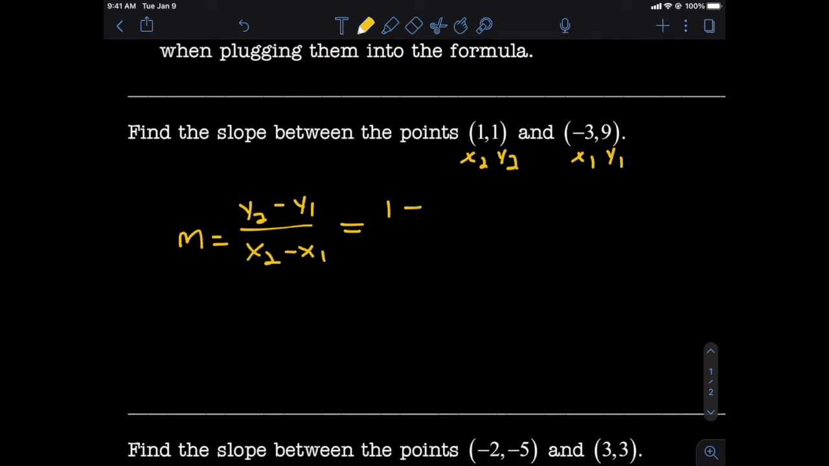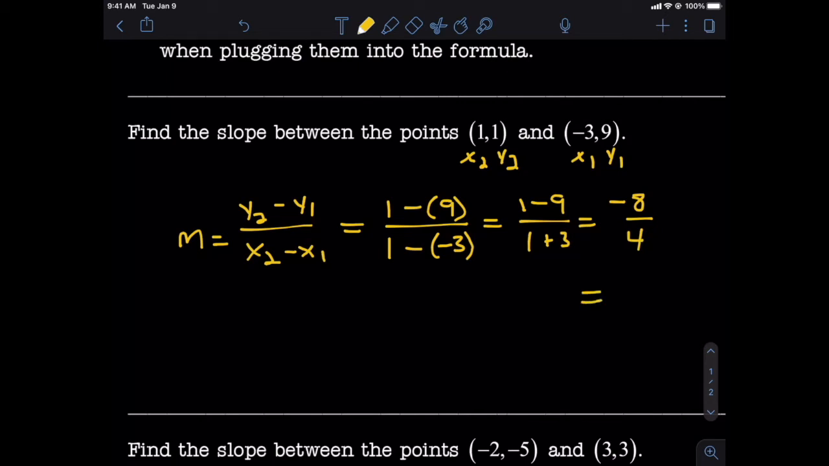Now we plug in. y2 was 1 and then y1 was 9. Remember, we're going to put the x1 and y1 in parentheses. Continuing, x2 was also 1, and then x1 was negative 3. We put that in parentheses. In the top, we just have 1 minus 9, but in the bottom, minus a minus turns into a plus. This is what I was talking about earlier. Any confusion about how to deal with the negative 3 was resolved using the parentheses. We do our subtraction here, and we get negative 8 over 4, which simplifies into negative 2.